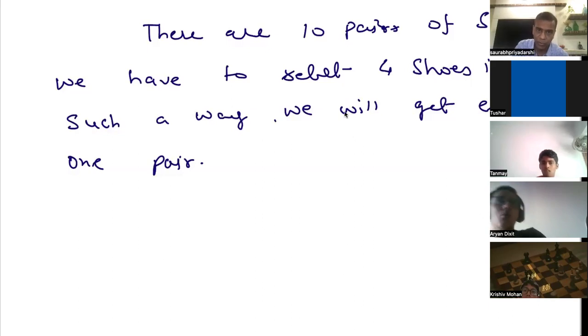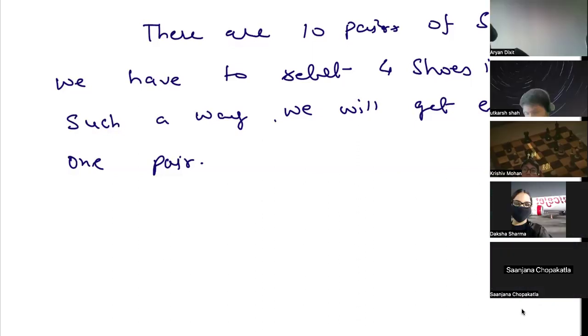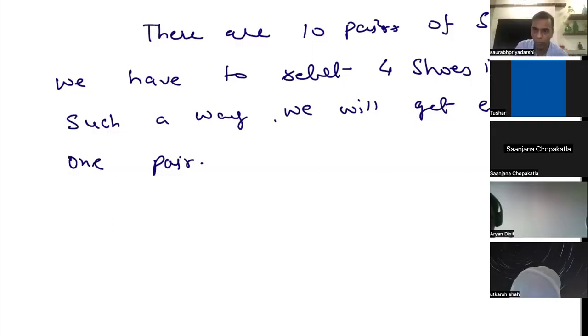Sanjana, why 20C4 into 10C1, beta? So we have to find the number of ways. Sanjana, why 20C4 into 10C1? Because we have total 20 shoes now. So we select 4 shoes out of them. And we have to make exactly one pair. So it's 10C1. So 20C4, you are saying any 4 shoes out of 20, right? So what if we get all four shoes, all are pairs?